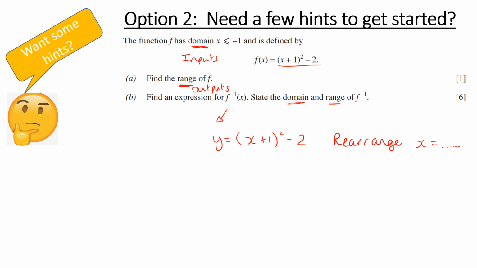Right, press pause now. Have a go at this question again now on your own. Only go on to the next slide as a last resort. Really try it on your own first, and if you really can't do it, then watch the next slide.